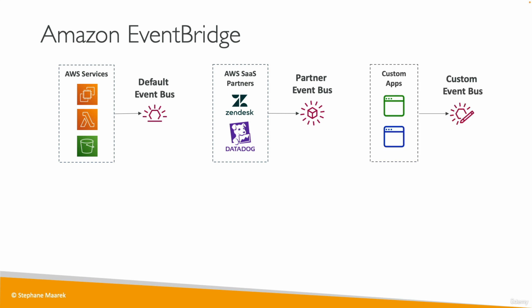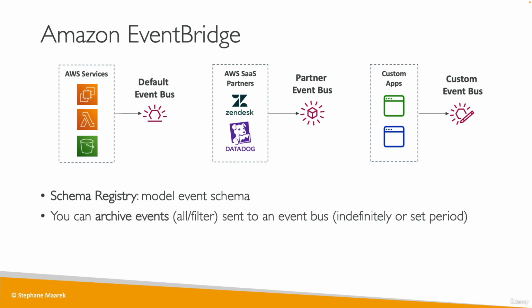And finally, you could plug in your own custom applications that would send their own events into your own custom event bus to write any kind of integration you want and be really able to customize everything. EventBridge also has more capability. There's the schema registry to model the event schema to see what it looks like, the data types, and so on. You can also archive all the events sent to an event bus indefinitely or for a set period. And then you can replay these archived events.